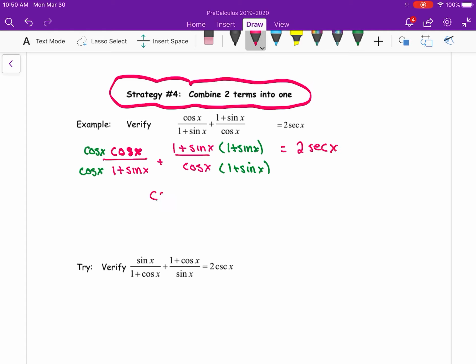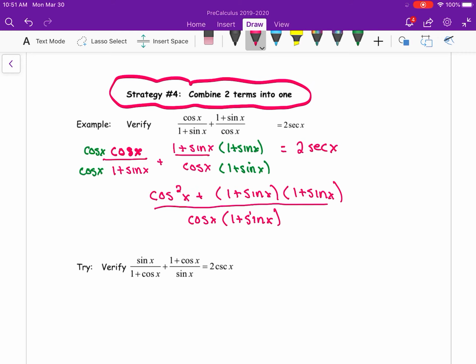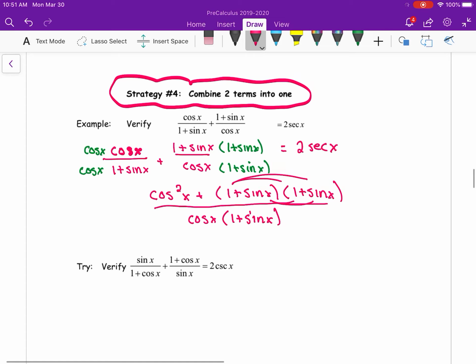When we do that, we end up with cosine squared x plus 1 plus sine x times 1 plus sine x that we're going to need to FOIL, over cosine x times 1 plus sine x. And I'm going to go ahead and leave that in factored form. I'm going to go ahead and FOIL here. So I end up with cosine squared x plus 1 plus sine x plus sine x plus sine squared x.